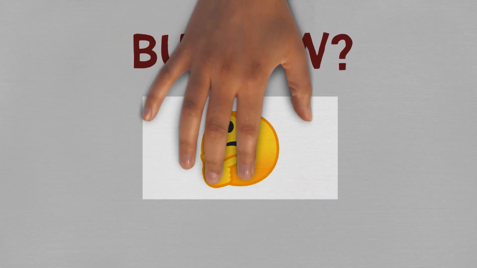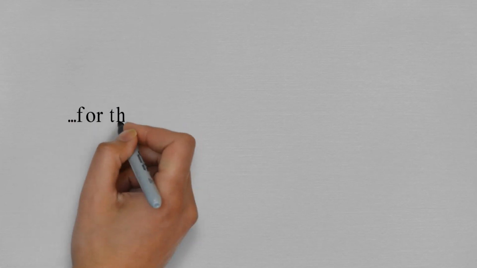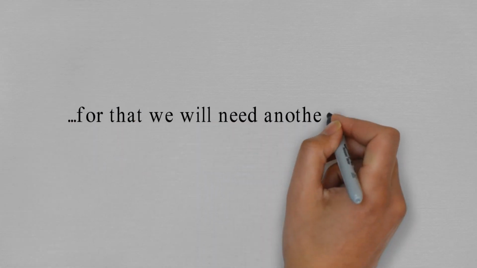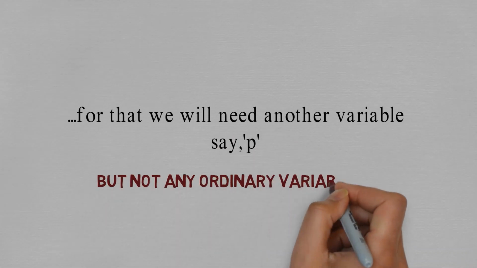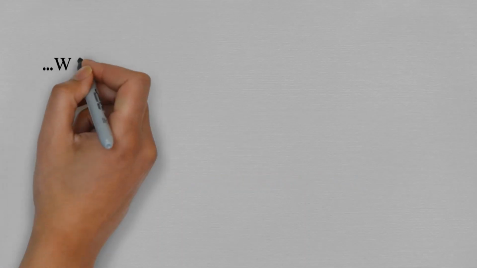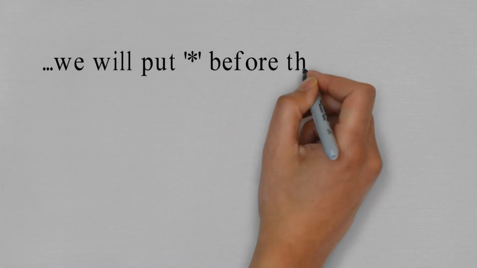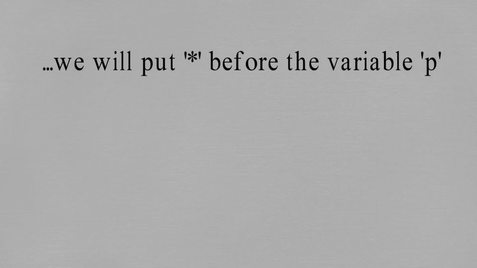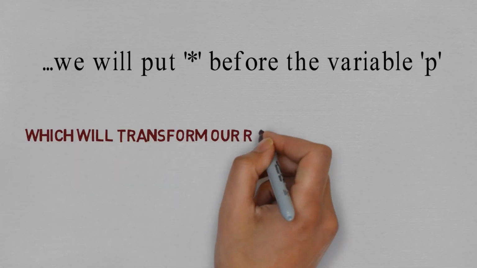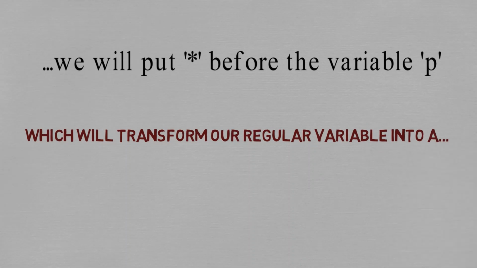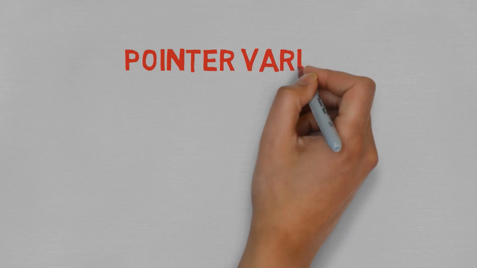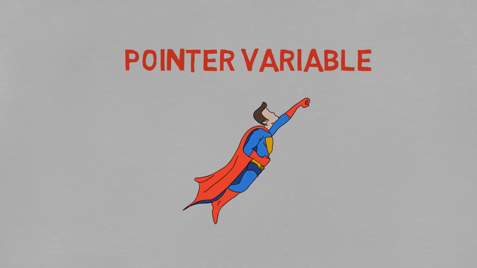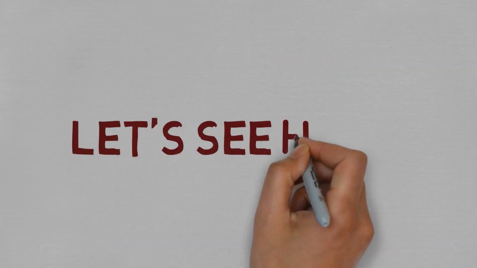It's okay, but how? For that, we will need the help of another variable, let's say variable p. But it will not be a simple ordinary variable. Here is the twist: we are going to write a star before that particular variable, in this case, *p. But writing a star is not allowed in variable names, right? But actually it's not an error. Instead, it transforms our regular variable into a pointer variable, *p. So let us see why this pointer variable is so important and how it works.